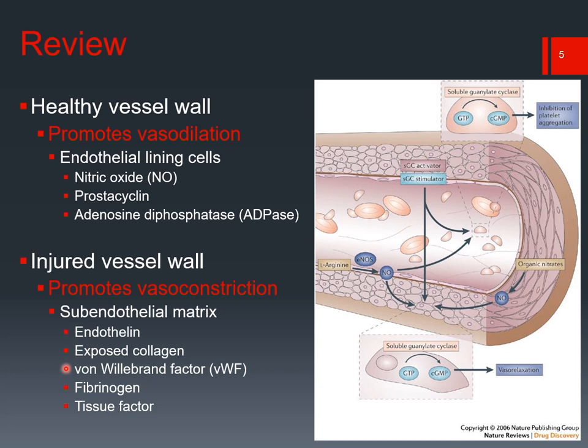We also have release of von Willebrand factor, which we'll learn is useful for platelets mainly. Then we have fibrinogen, which is utilized in the formation of the clot. This is the last step in the clotting cascade. And then we have tissue factor, which is released and can initiate the extrinsic pathway.